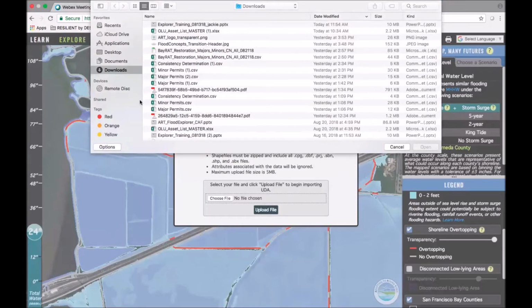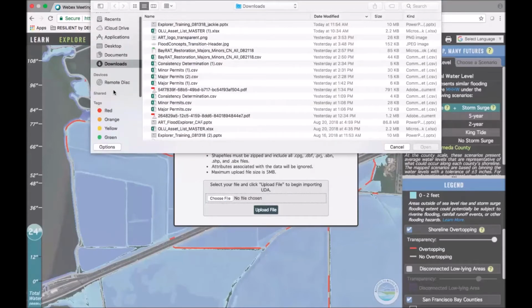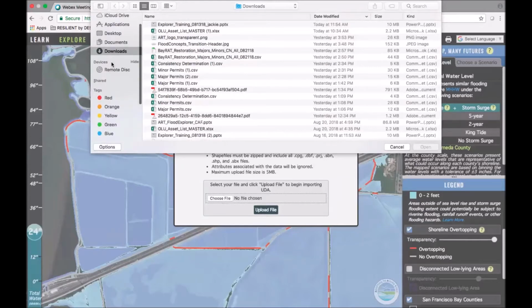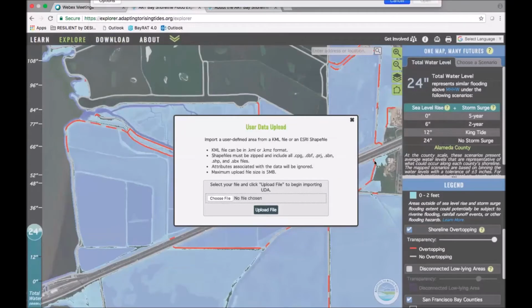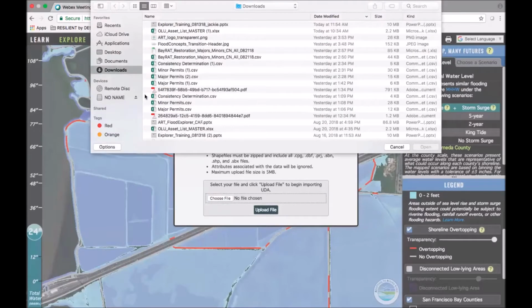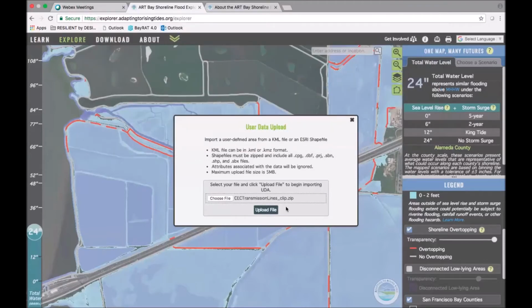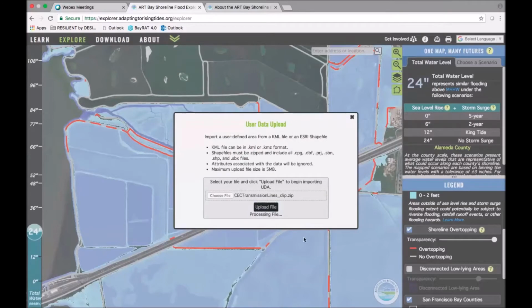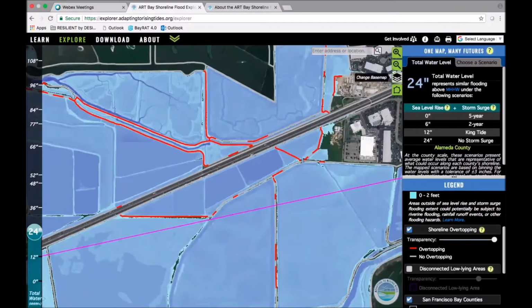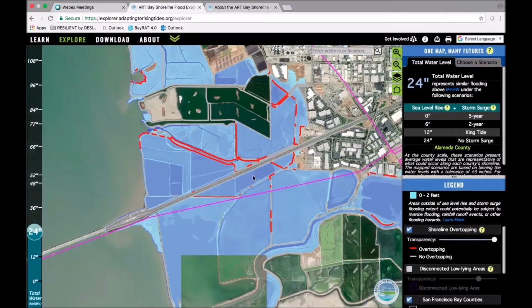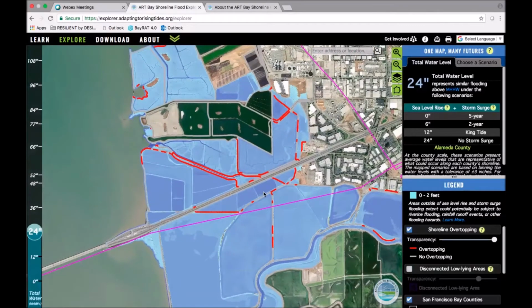Here, I'm choosing to upload data from the California Energy Commission, basically a shapefile, a zip shapefile representing transmission lines, here shown in pink. And so we can begin to start piecing together how some of these related assets and the vulnerabilities of them may tell the overall story of how the asset that we're interested in is vulnerable.